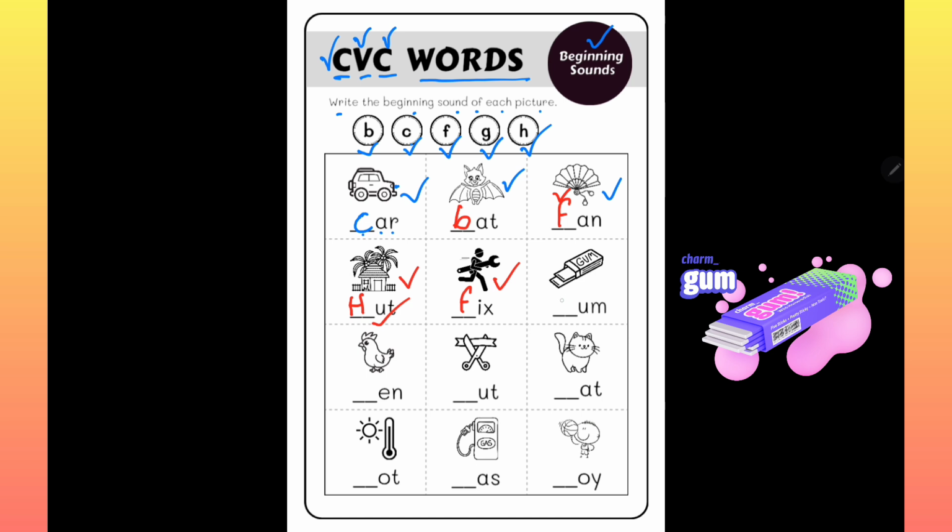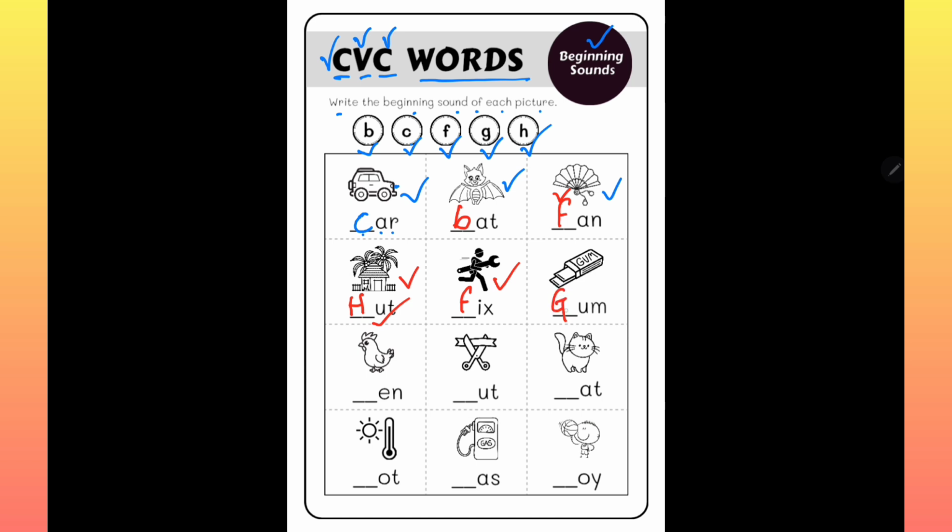G sound is missing here. So we are going to write G here. G, gum. So rest of the things you're going to do this.